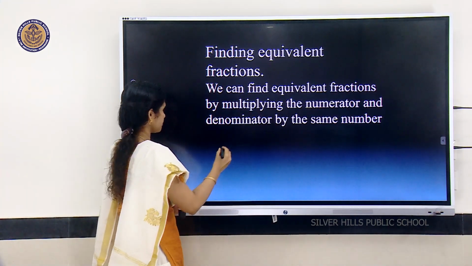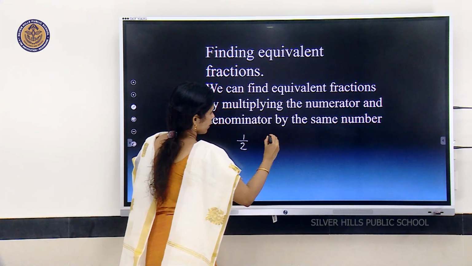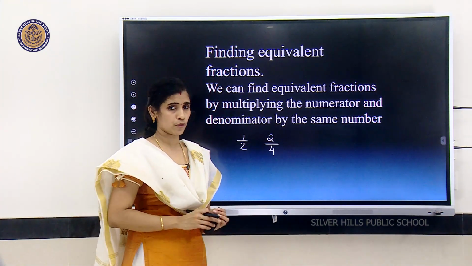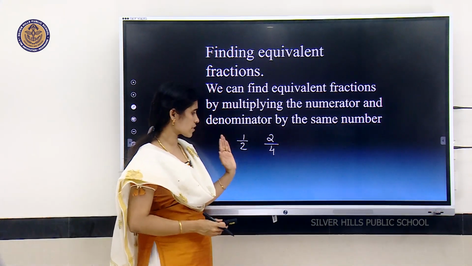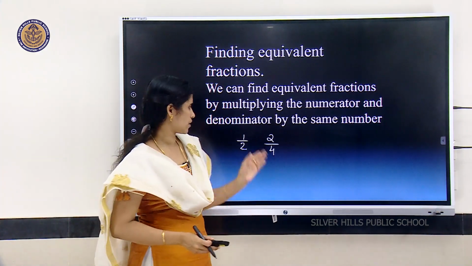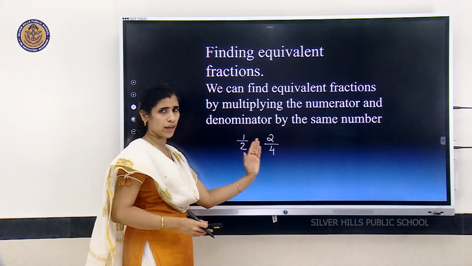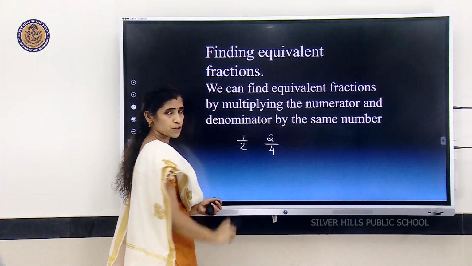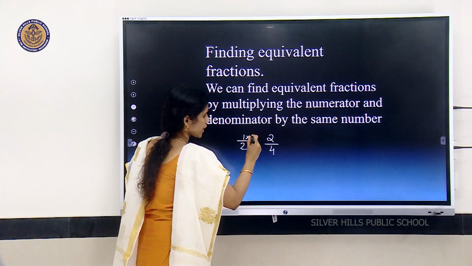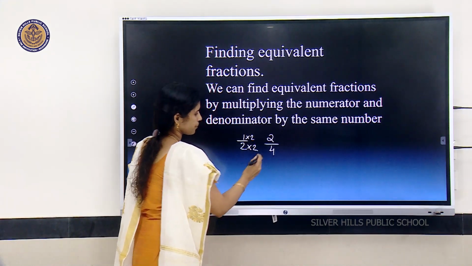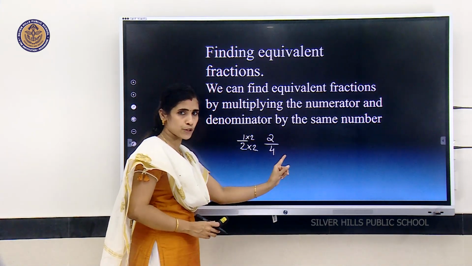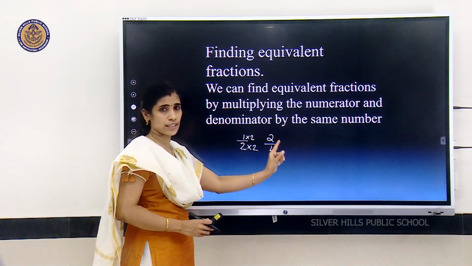So first, let us consider an example 1 by 2 and 2 by 4. We already learned 1 by 2 and 2 by 4 is an example for equivalent fraction. Is there any connection between these two fractions? 1 by 2 and 2 by 4. So listen children, we can multiply this numerator and denominator by 2. That means 1 into 2 is equal to 2 and 2 into 2 is equal to 4.